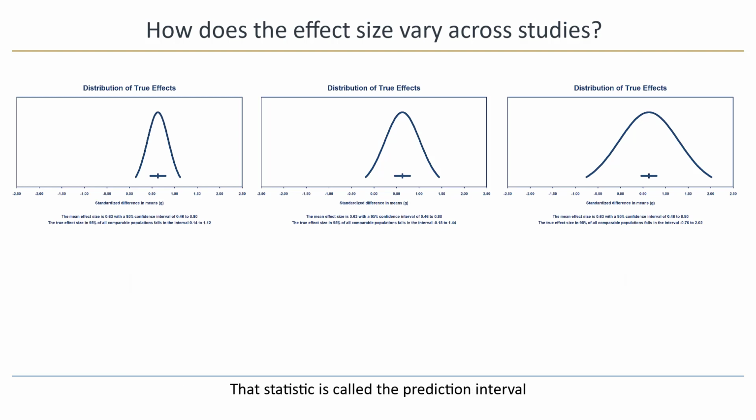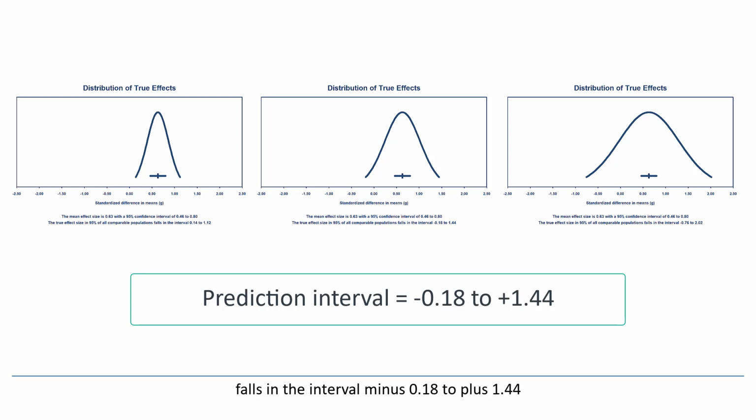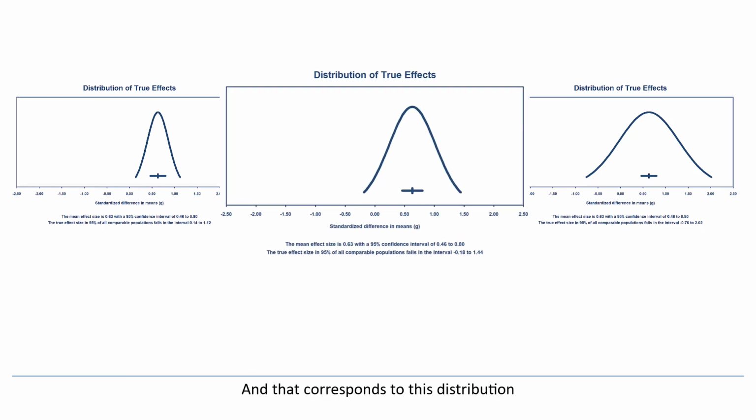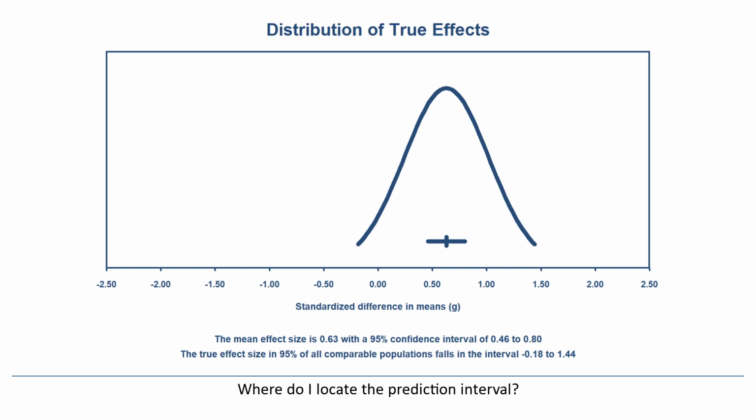That statistic is called the prediction interval. Here I would report that the true effect size in 95% of all comparable populations falls in the interval minus 0.18 to plus 1.44. And that corresponds to this distribution. Where do I locate the prediction interval?